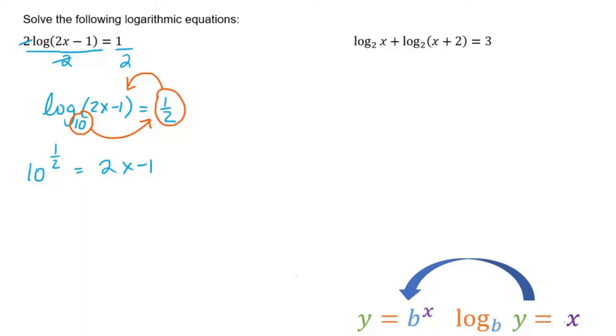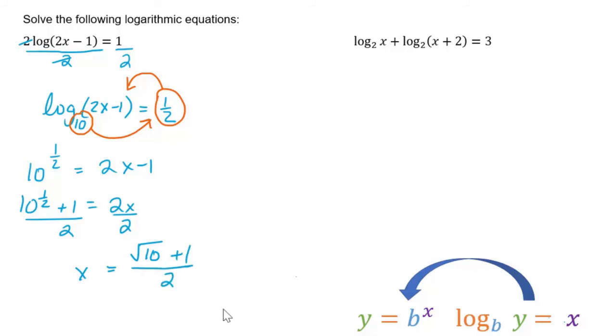We need to isolate the term that the x is in. We'll do that by adding 1 to both sides. So we find that we have 10 to the power of 1/2 plus 1 is equal to 2x. And then finally, I'll divide both sides by 2. So we have x is equal to 10 to the 1/2 plus 1, all that divided by 2. So let's rewrite this as the square root of 10 plus 1 divided by 2.